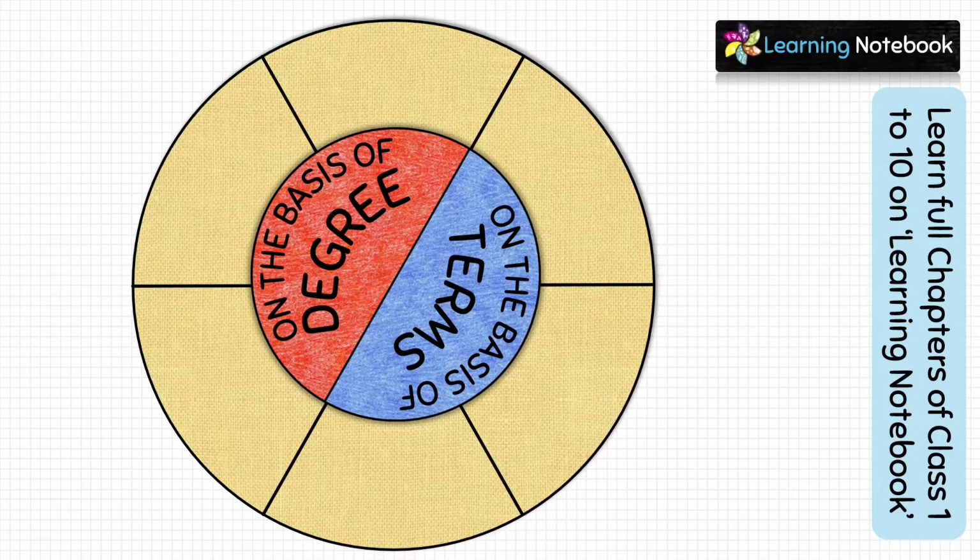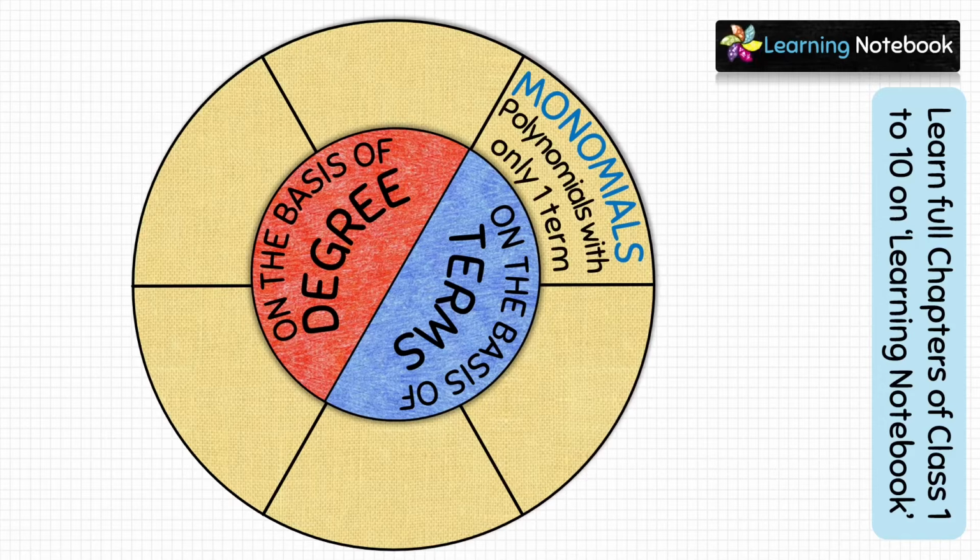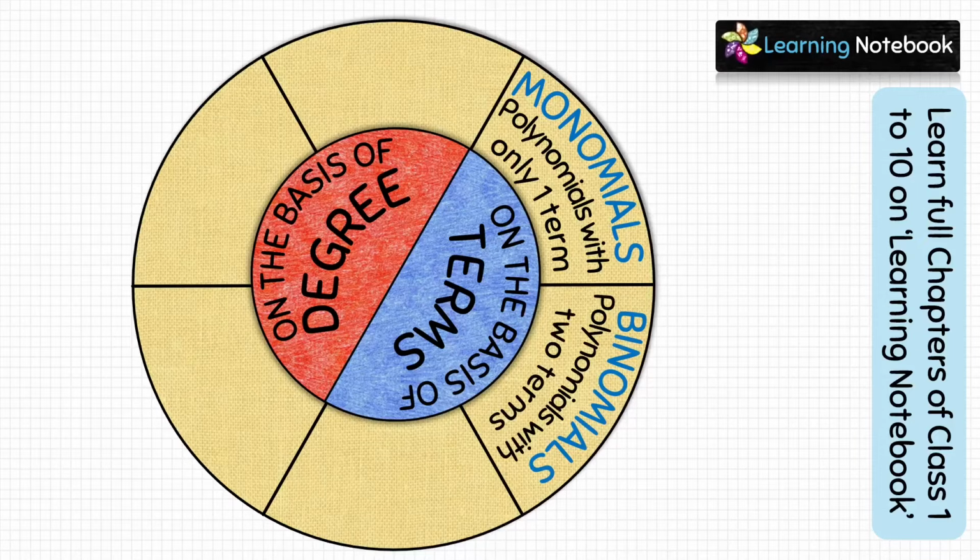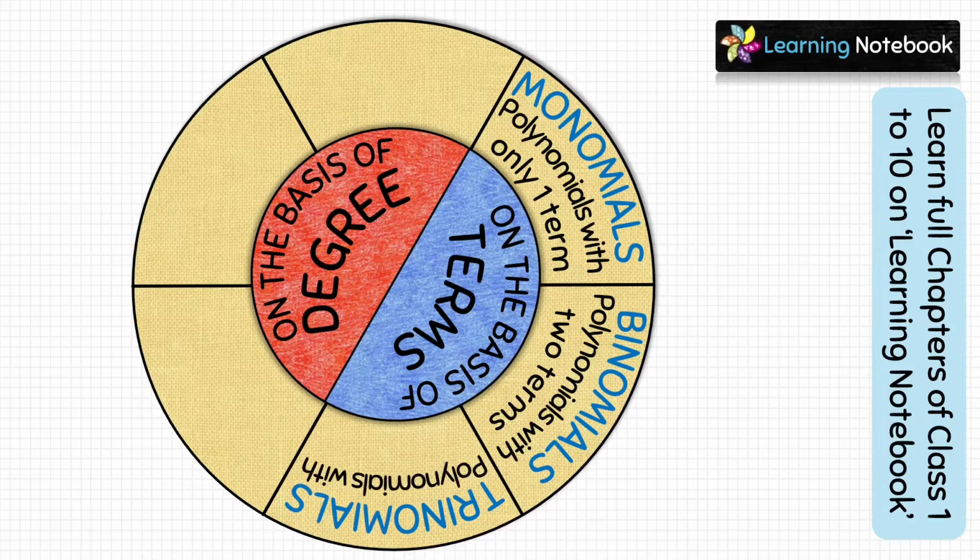Next, let's write the types of polynomials on the basis of terms. First is monomials. We will write a brief definition of it. Polynomials with only one term. Next type is binomials. Polynomials with two terms. And then we will write trinomials. Polynomials with 3 terms. Now we will write the types of polynomials on the basis of degree.